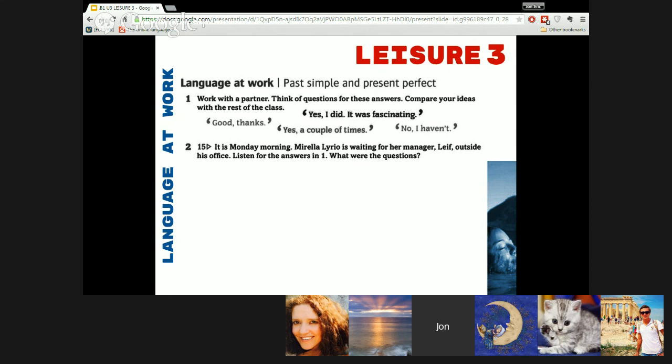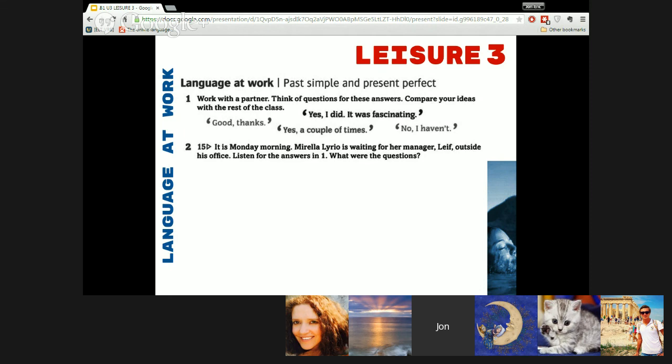Here we go. Leaf says, "Hi, Mirella. Sorry I'm late. Have you been here long?" Mirella says, "No, I just arrived." Leaf says, "How was your weekend?" Mirella says, "Good, thanks." Leaf, "Did you go to the gallery on Saturday?" Mirella, "Yes, I did. It was fascinating. Have you been there?" Leaf, "Yeah, a couple of times. Oh, Miriam, here's a friend of mine." Miriam says, "Hi, Leaf." Leaf says, "Miriam, have you met Mirella?" Miriam, "No, I haven't. Hi, Mirella."